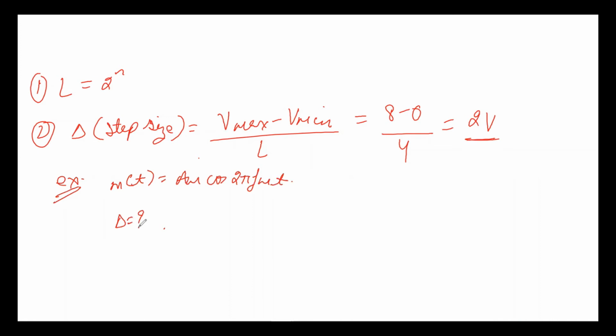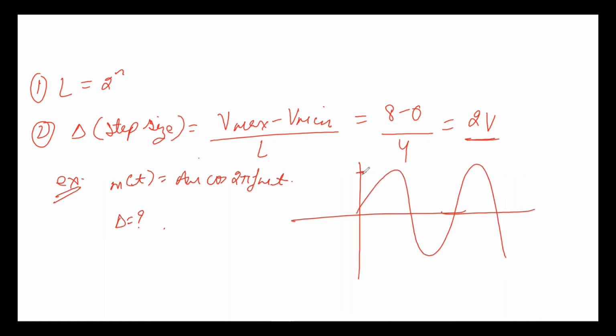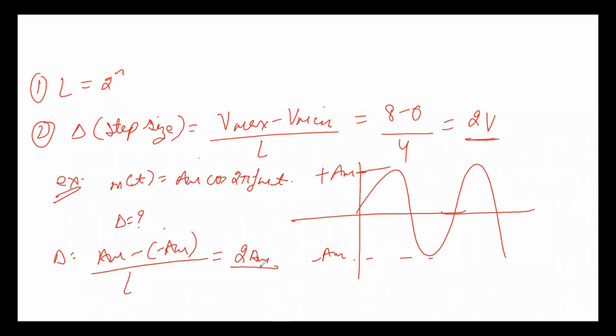What should be the step size for this signal? A step size is given as V max minus V minimum by L. So all of you please find out. This maximum value is Am, and minimum value is minus Am. So for delta, V maximum is Am minus V minimum, which is minus Am, divided by L. So it will be 2Am. L is 2 to the power n. So this is my step size for this sinusoidal signal.